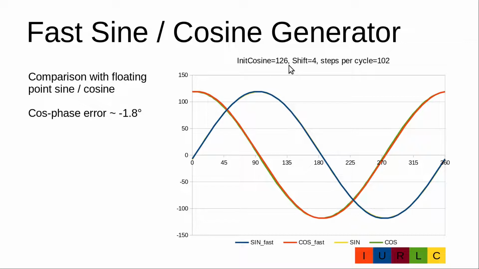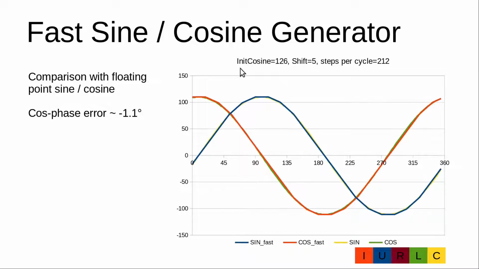With an init cosine of 126 and a shift of 4, we get 102 steps per cycle. The cosine phase error is now minus 1.8 degree, and the generated sine wave is still very close to the original sine wave function, and the phase error was decreased further. With init cosine 126 and shift 5, we get 212 steps per cycle. The cosine phase error is now decreased to minus 1.1 degree.